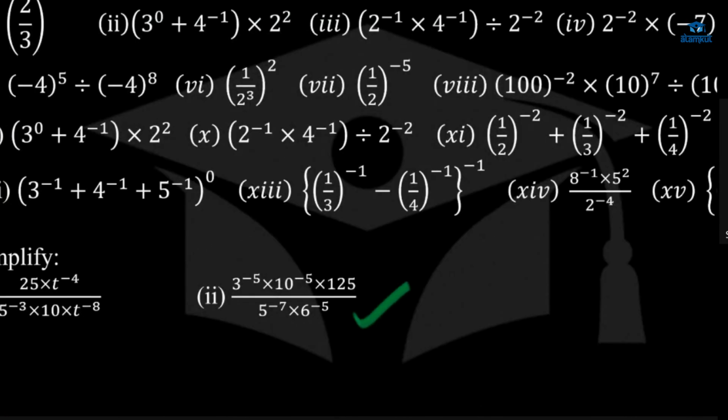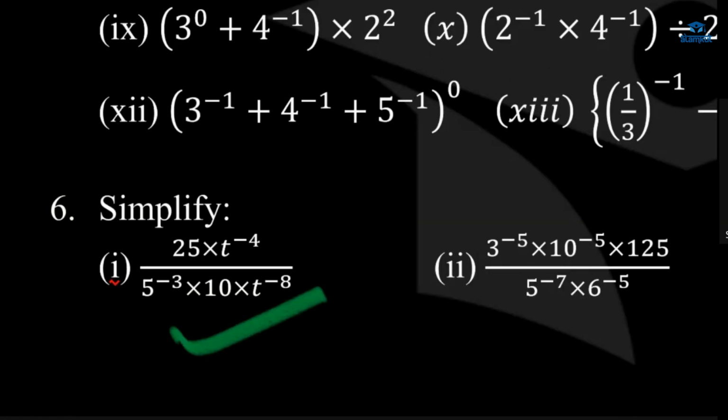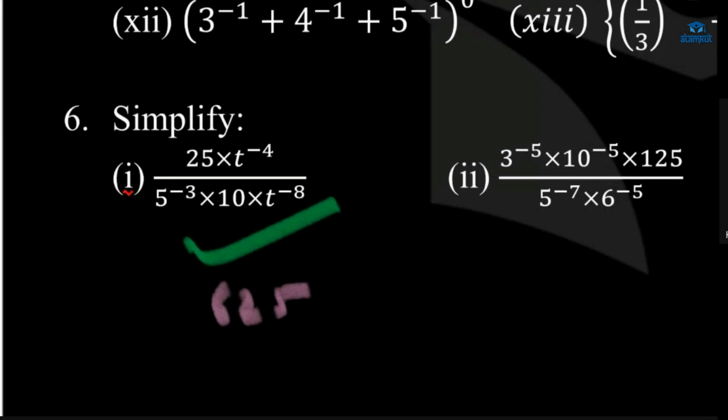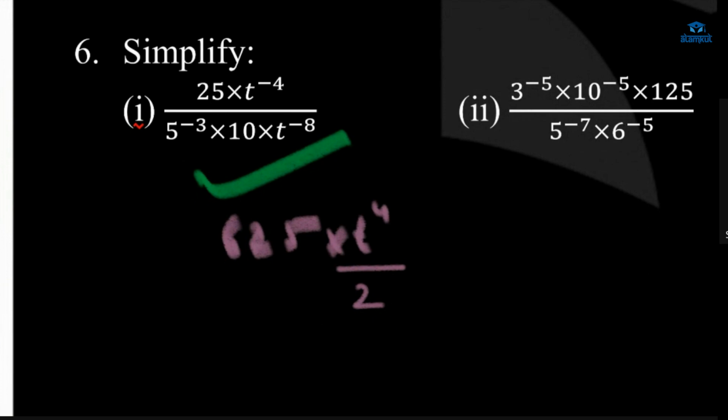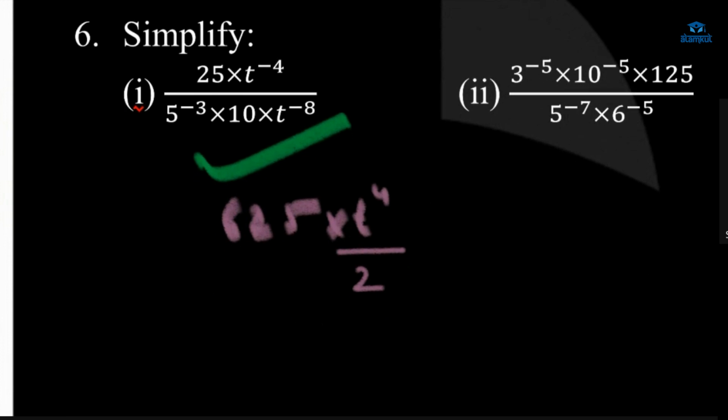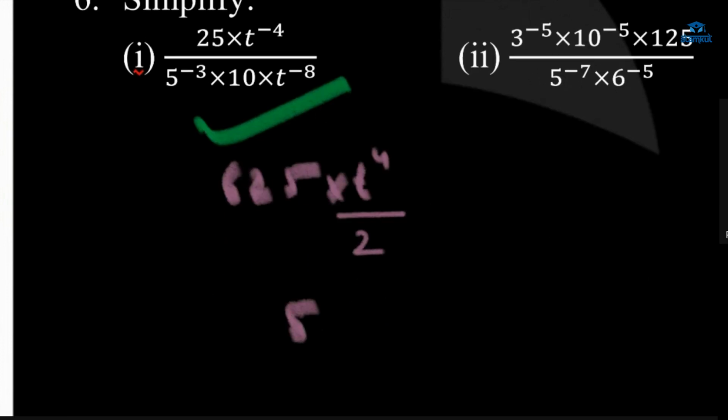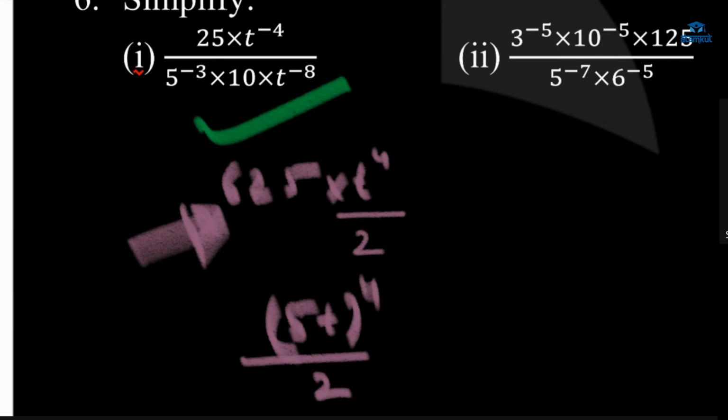Okay, so now this question. Ma'am, the answer would be 625 into t to the power 4 by 2. Getting the same answer. Yes, ma'am, but I left it at 5 to the power 4 instead of writing it as 625. Okay, and it will be better if you write the answer in this way.